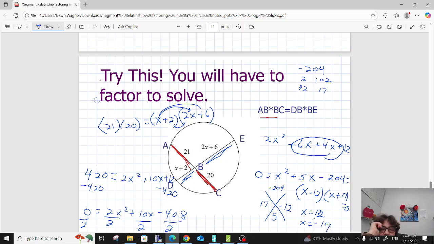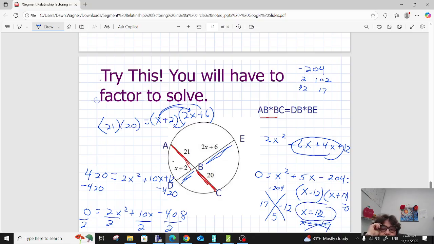Could I use negative 17? Because if I put negative 17 in here, I get a negative 15. Could I have a negative side length? No. I'm going to throw that one out. 12 would have to be the answer.